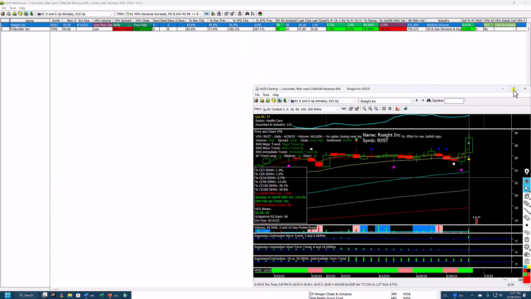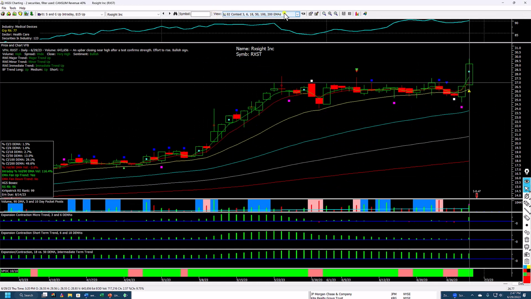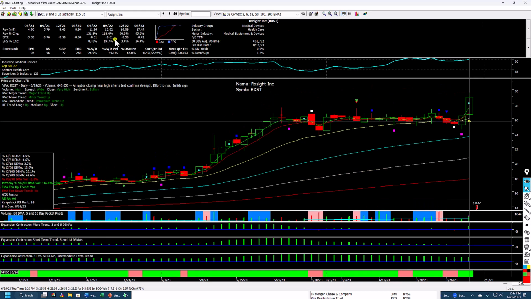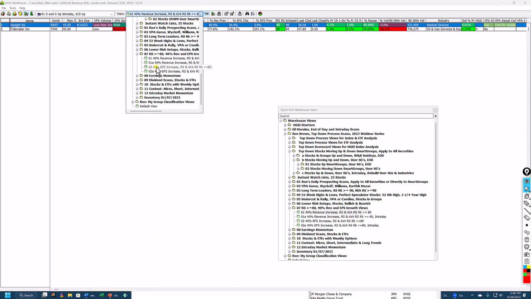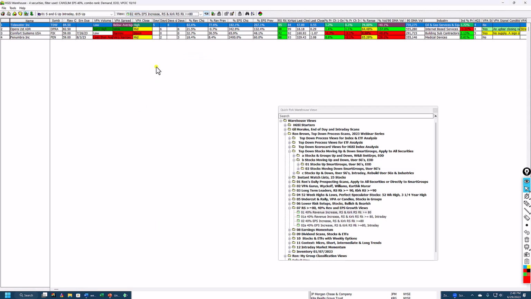I don't know either one. I don't know this stock, but if I look in here, I can see that the revenue has increased quarter over quarter, at least 40%, 95.6%. Or if I want to just drop down here and look at the EPS increase, these have to have a 40% EPS increase, and I'm in the same group.